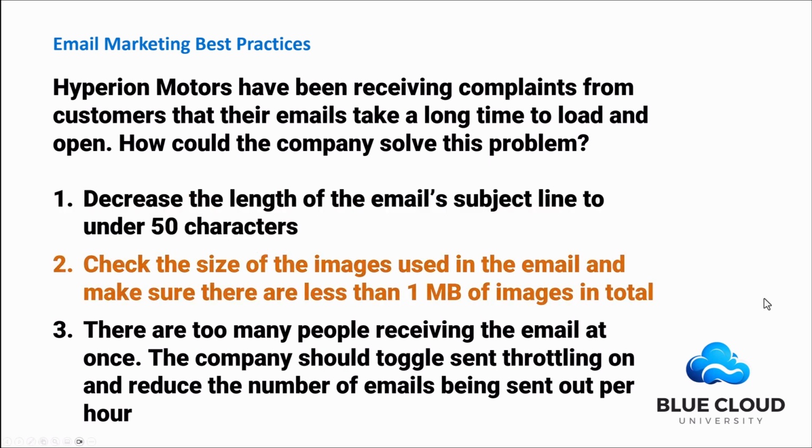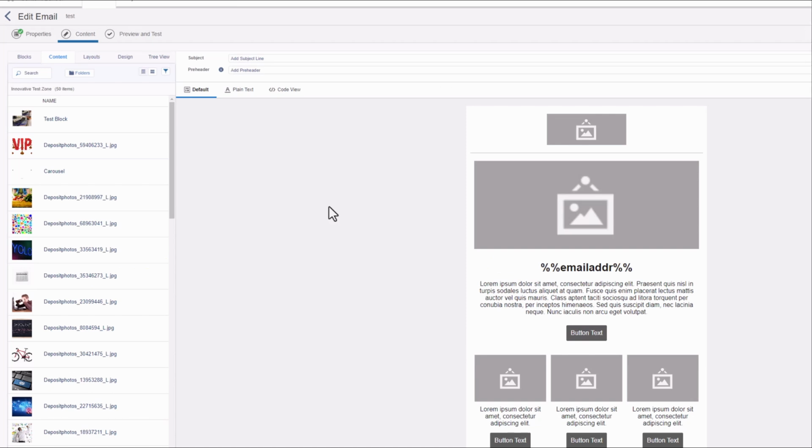Now, answer number two says we should check the size of the images used in the email and make sure there are less than 1 megabyte of images in total. So what does this mean from the sake of what we're trying to do, and is this the solution to this problem? Now, if I'm working in Marketing Cloud and I import an image into Marketing Cloud for use in an email, I can use that as one of my assets. So these are different images that I've brought in and I may want to use on my emails.